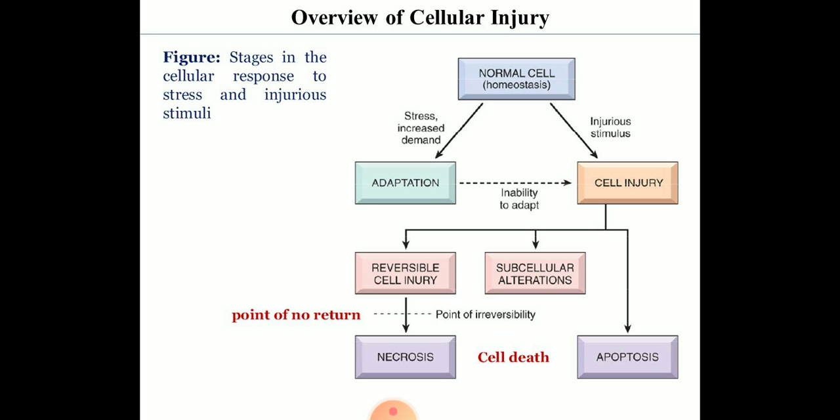If the injurious stimulus is mild, the changes are reversible, so the injury is reversible. But if the stimulus persists for a longer duration, it may cause irreversible cell injury or cell death in the form of necrosis and apoptosis. Today we are going to focus mainly on necrosis, a form of cell death.